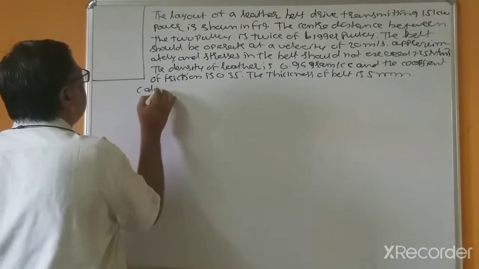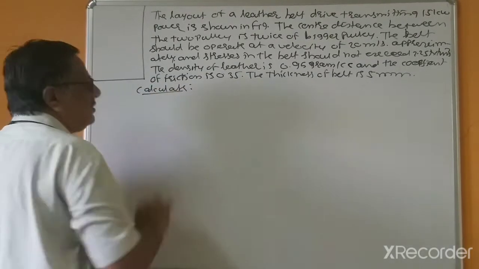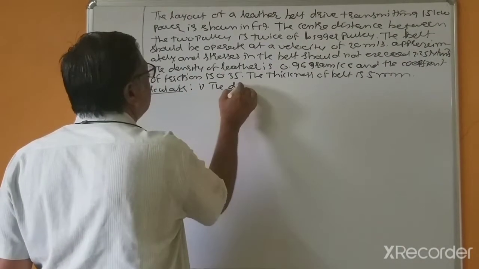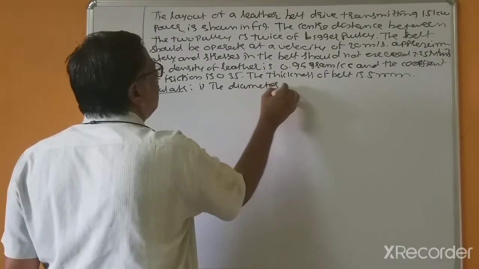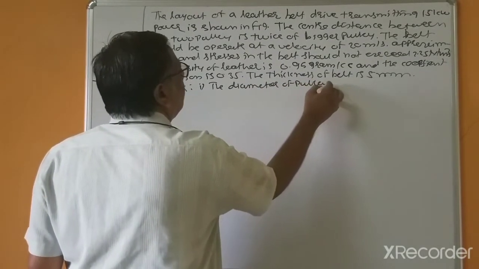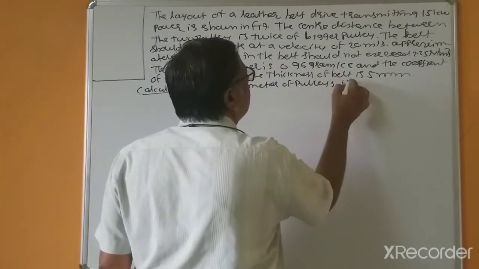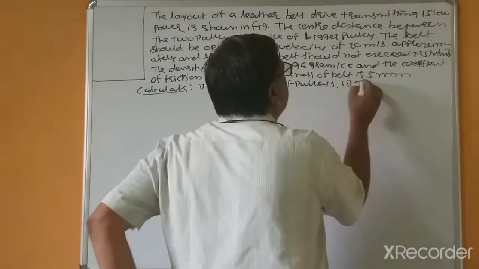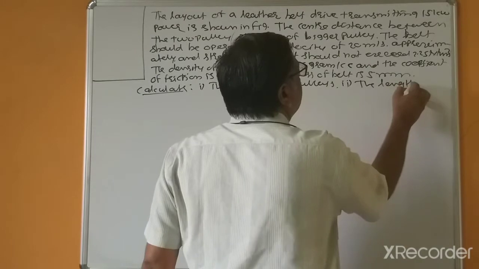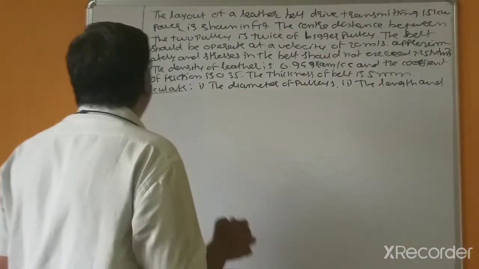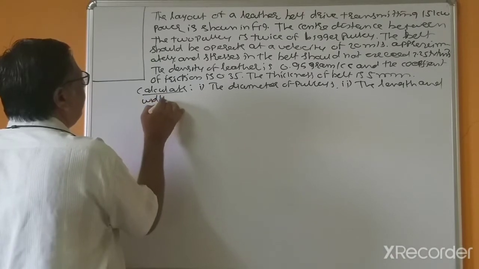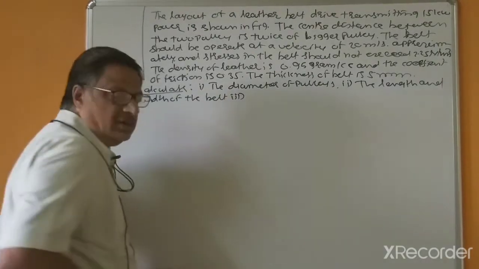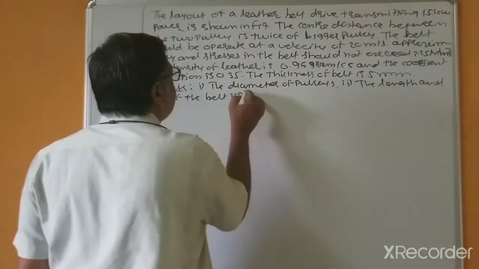Calculate, first, the diameter of the pulleys. Second, the length and width of the belt. Third, the belt tensions.